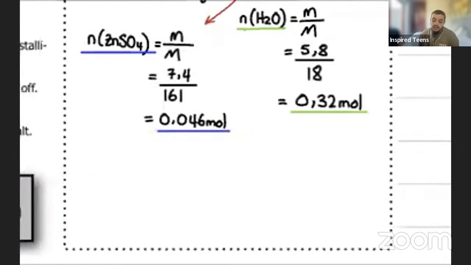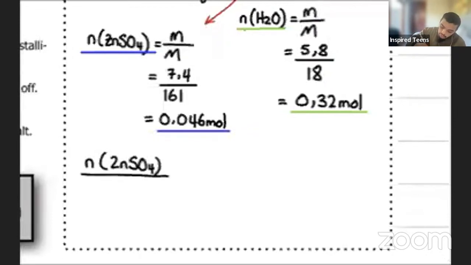So what we can then do is compare them. We're going to put the moles of ZnSO4 over the moles of H2O, and this is going to give us a ratio between the two.